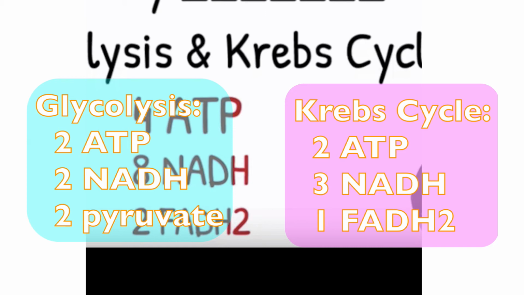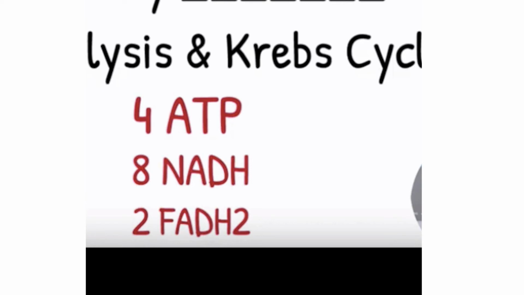But because there's 2 pyruvate, it's going to go through twice. So the Krebs cycle will produce a total of 6 NADH molecules and 2 FADH2 molecules. The reason I have 8 NADH here is because the 6 from the 2 Krebs cycles, and there's 2 NADH produced during glycolysis, which I think I was remiss to say when I was talking about glycolysis a few seconds ago.